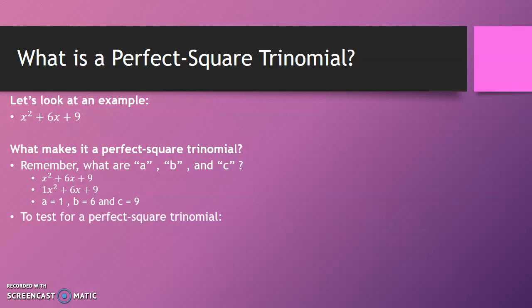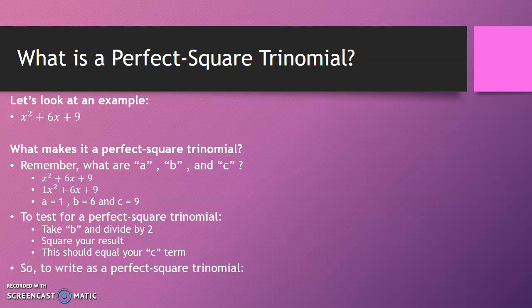In order to test for a perfect square trinomial, you need to take your b term and divide it by 2. Then you're going to square that result, and this should equal your c term. If all of those things happen, that means that you are working with a perfect square trinomial. If it doesn't come out to equal that c term after you square the middle term cut in half, then it's not a perfect square trinomial.